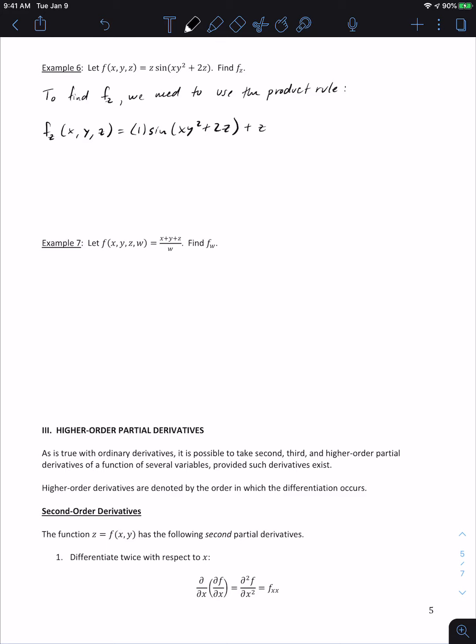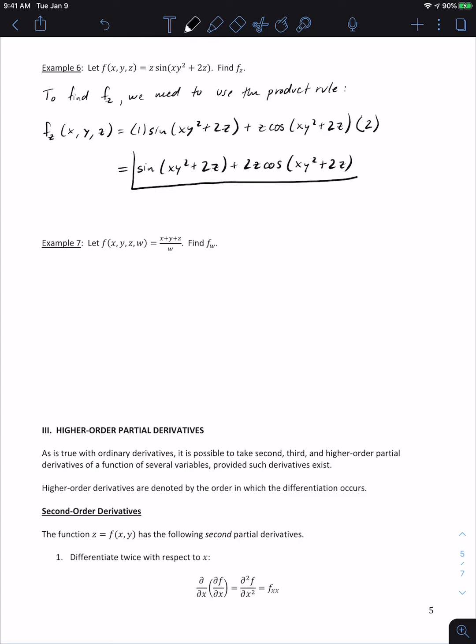Now I take the derivative of sine of all of that, so I need to use the chain rule. So I get cosine, and I leave everything inside alone. And now I take the derivative of the inside function with respect to z. In that case, the xy squared is like a constant, and then I'd be left with 2 when I take the derivative of 2z. So if I were going to simplify this, I'd get sine of xy squared plus 2z plus 2z cosine of xy squared plus 2z. So that would be my partial derivative.